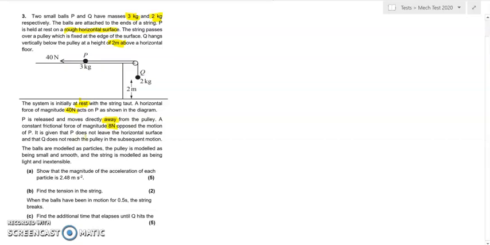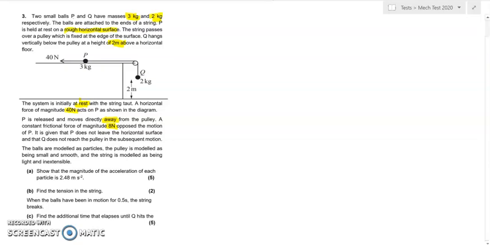It is given that P does not leave the horizontal surface and that Q does not reach the pulley in the subsequent motion. The balls are modelled as particles, the pulley is modelled as being small and smooth, and the string is modelled as being light and inextensible. So we need to put a few more things in this. So let's have a look.